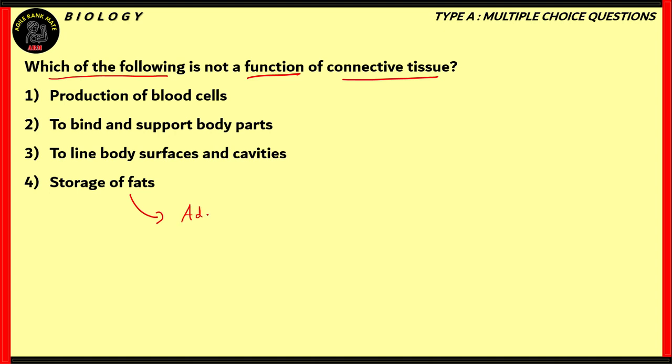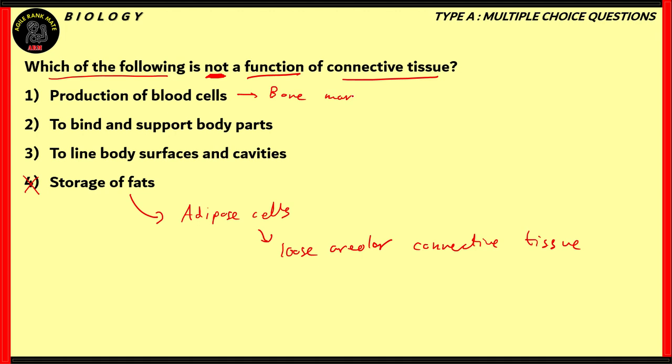Fats are stored in adipose cells, which are found in loose areolar connective tissue. So therefore, storage of fats is indeed a function of connective tissue, which makes the statement wrong because we're asked to find something that is not a function of connective tissue. Option 1 says production of blood cells. This is done by bone marrow, which is part of the bones, which means it's also a function of connective tissue because bones are connective tissue.